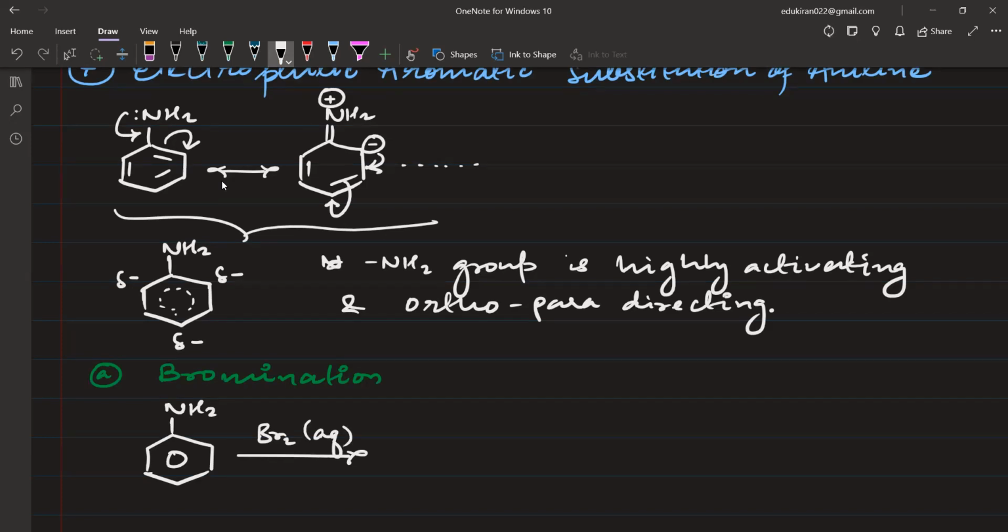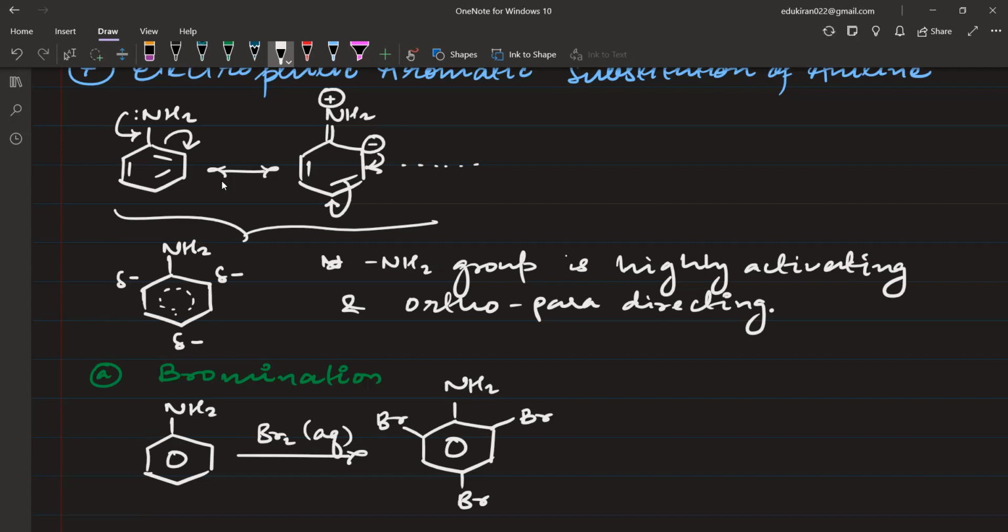in bromination, it does not give me ortho and para product. It gives me a tri-substituted product. So I get bromine in all of these three places where the electron density is high. We have the NH2 here. And in both of these ortho positions, I get bromine. And in the para position also, I get bromine. So we get a tri-substituted product.